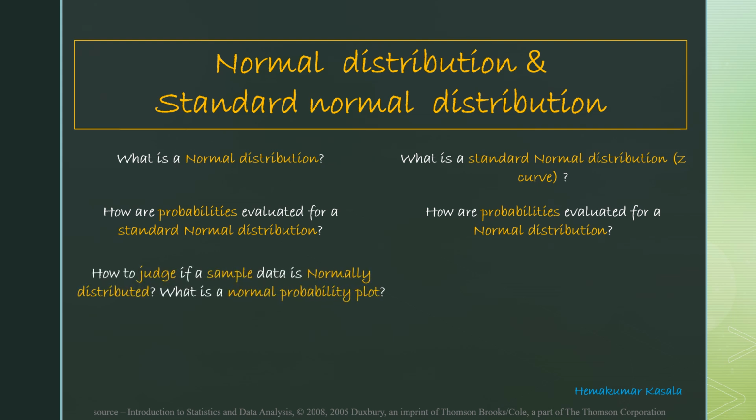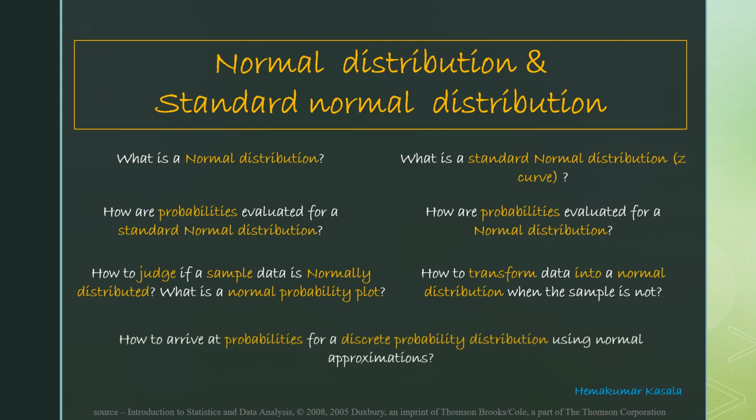How to judge if a sample data is normally distributed? What is normal probability plot? How to transform data into a normal distribution when the sample is not normally distributed? And how to arrive at probabilities for a discrete probability distribution using normal approximations. Let's get into the video.